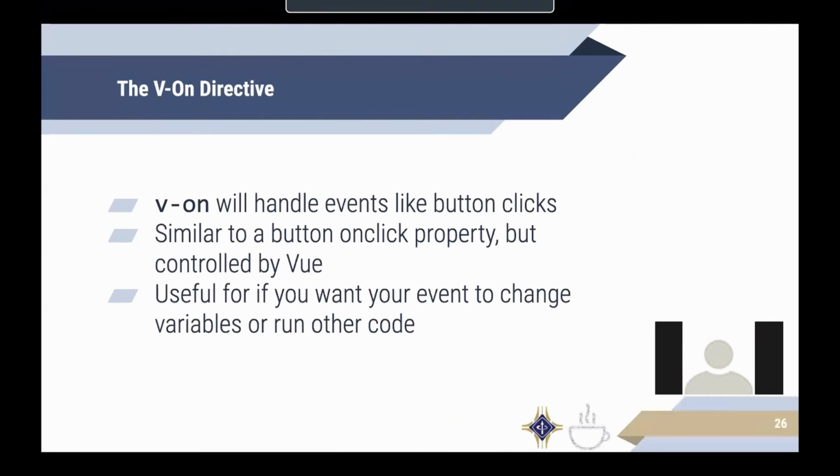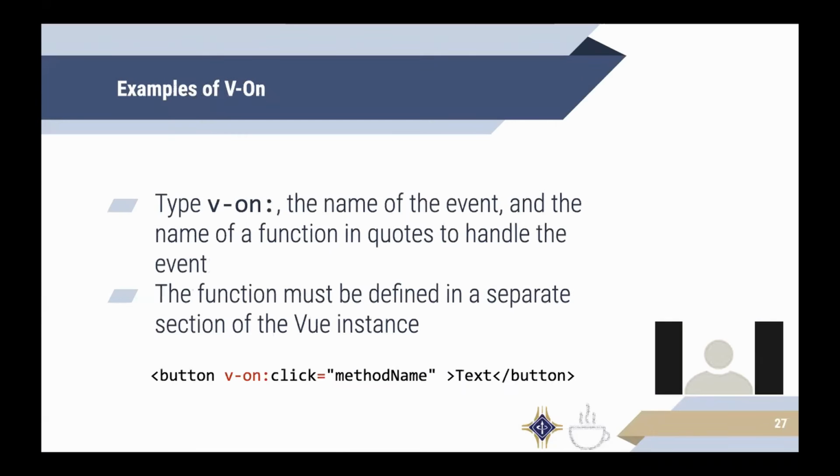So next is the v-on directive, and this is the event handler. It'll handle things like button clicks, mouse down, mouse up, hovering states, focus, and it's similar to the button onclick property, but it's controlled by Vue. It's useful if you want to have things happen when other events are triggered. Here's the syntax. You start with v-on, you give the event that you're going to be listening for, and this is the method that will be called whenever that event is triggered. And once again, it needs to be wrapped in quotation marks.